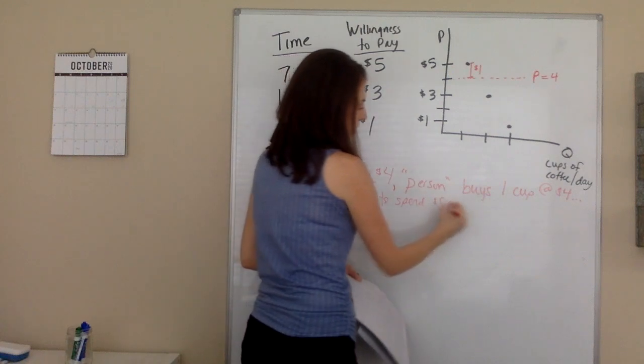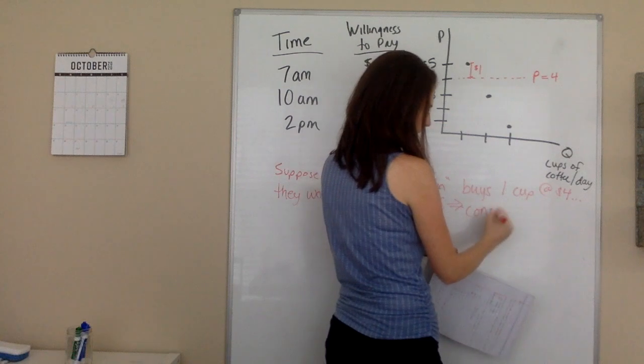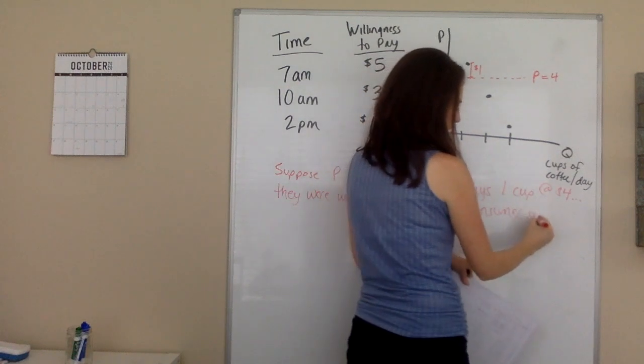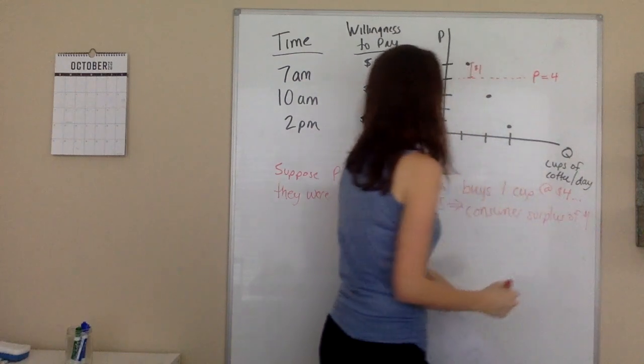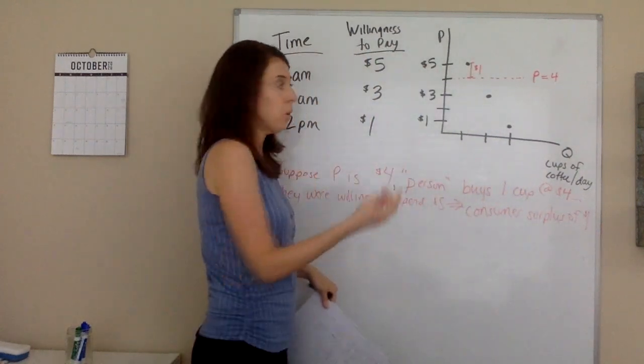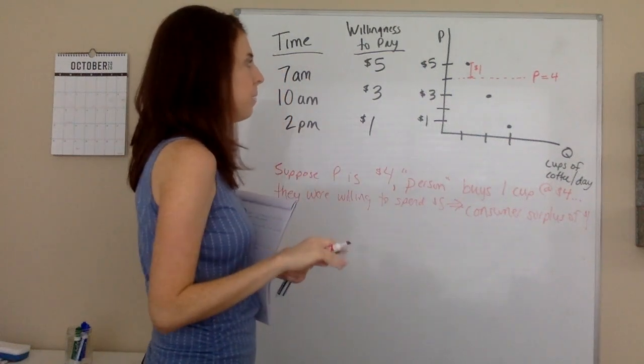So there is going to be something that we call a consumer surplus of, in this case, $1 because they have this extra $1 that they were willing to spend, but they didn't have to spend it because the price was lower than what they were willing to pay.